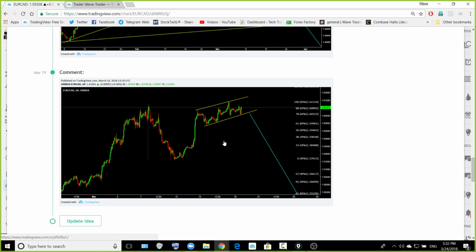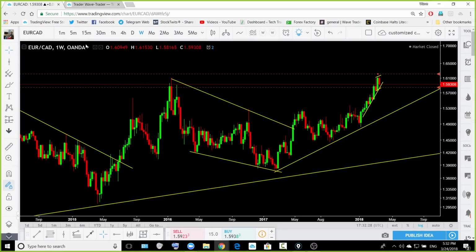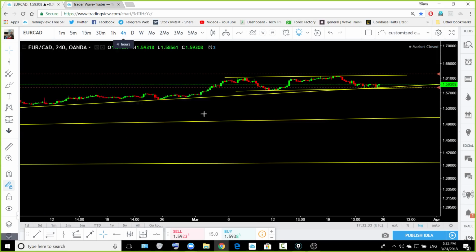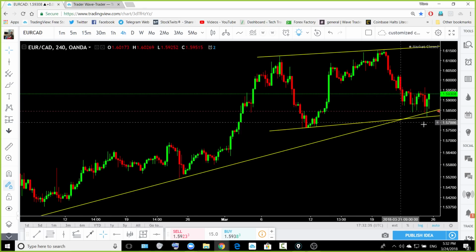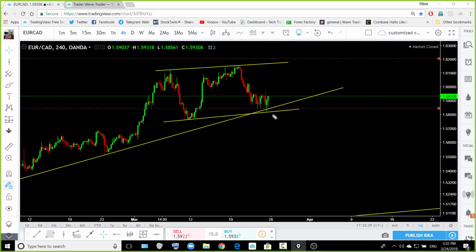All right, so currently it has broken down that channel. There is a possibility for the EuroCAD to go back up. But before going long on it, you guys need to look for this to break down. So this is the pattern which I have just shown you. We have seen a breakdown. So this correction should break down aggressively to the downside. The first thing you guys need to look for is the breakdown of that correction.